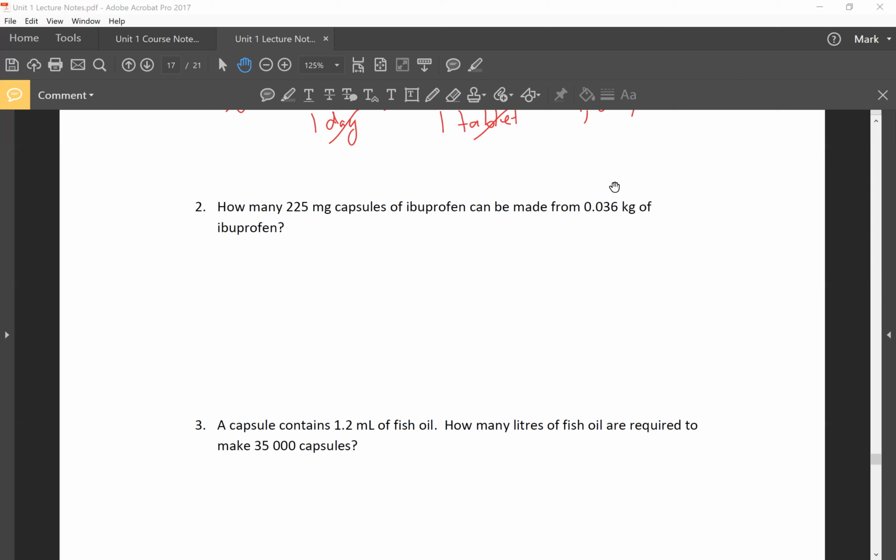How many 250 milligram tablets or capsules of ibuprofen, I just took some ibuprofen actually an hour ago, can be made from 0.36 kilograms of ibuprofen? This is a good question, an interesting question. So first of all, you guys are pharmacy students, you probably know the difference, but a tablet or a pill would typically be like those white things that you take, like a Panadol. A capsule to me would be like the gel filled.